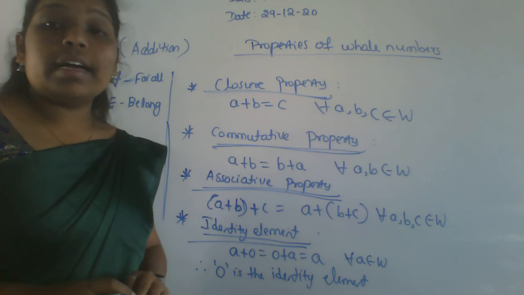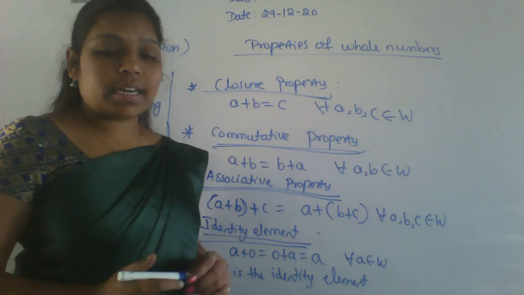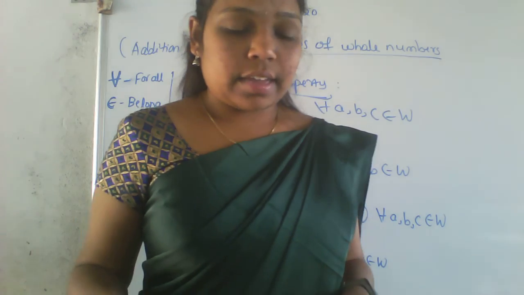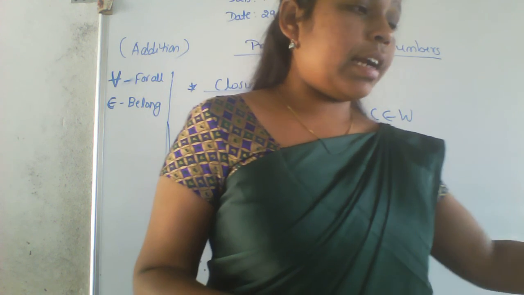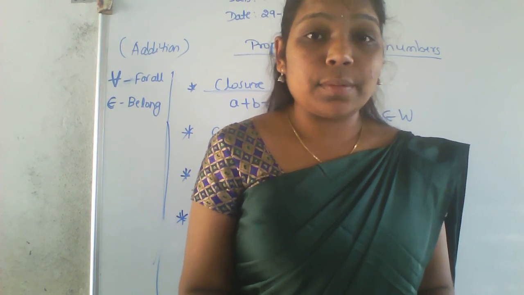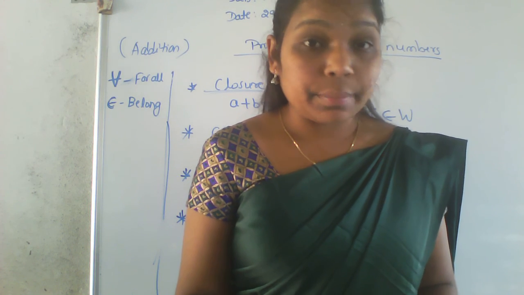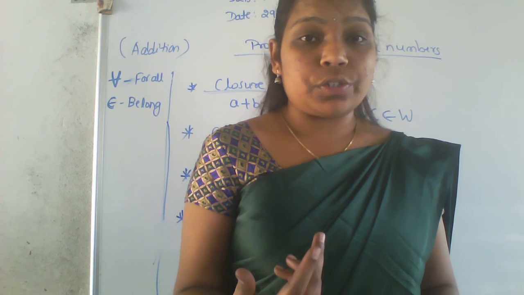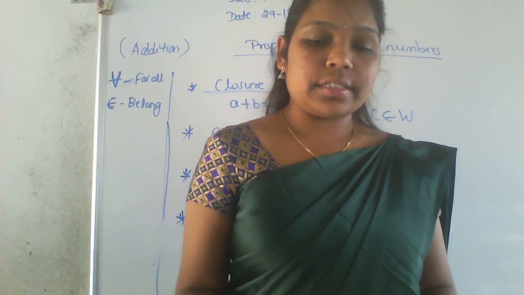So under addition we learned the four. Like this, under subtraction, under multiplication and under division we'll learn in the next class. In the next class we'll continue this one. We'll see what are the properties under subtraction, what are the properties under multiplication, and what are the properties of whole numbers under division. That we'll learn in the next class.